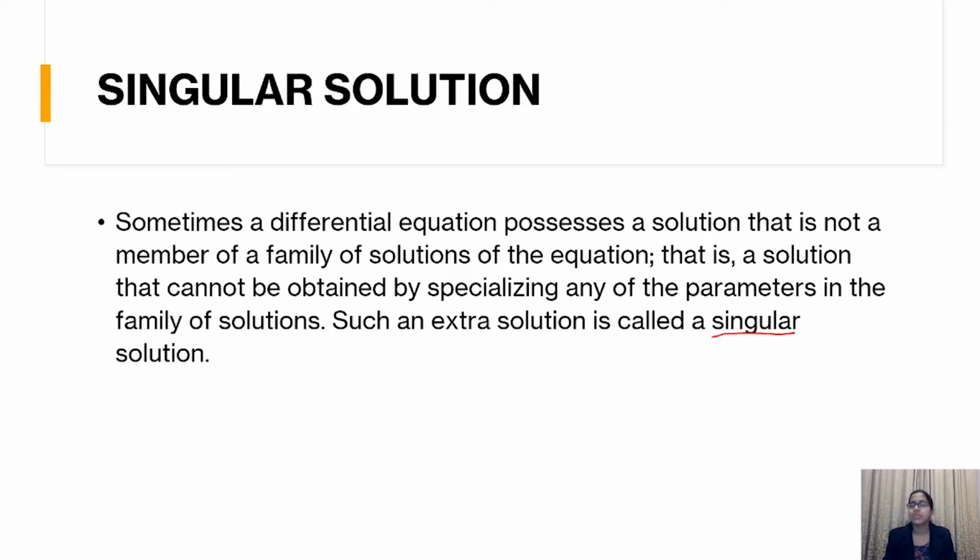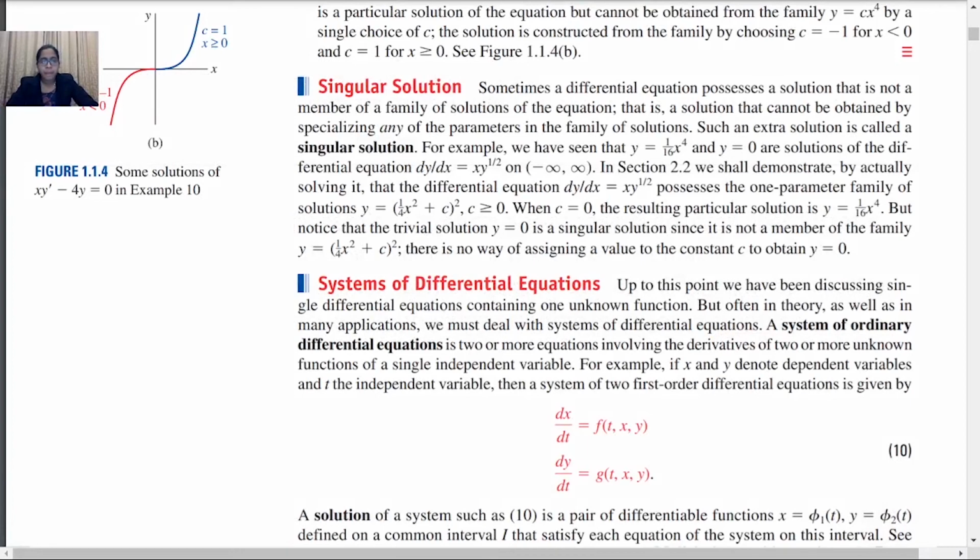So such a solution, which cannot be obtained from the family, or which cannot be obtained by substituting a value for the parameter, is called a singular solution. As we have seen in the previous example, it is clear what is meant by a singular solution. Now we can see one more example, which is given in your textbook, to make that concept a little bit more clear.